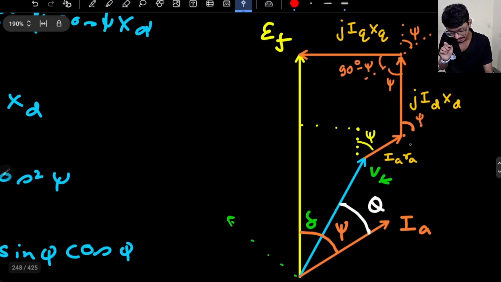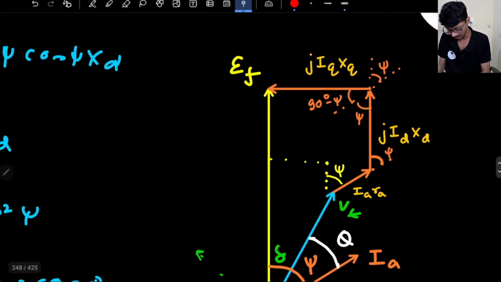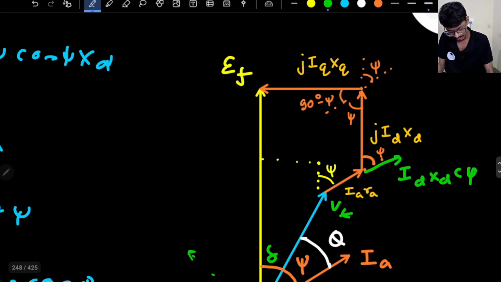Now let me break these components down, right? This Id Xd and Iq Xq. So this Id Xd has two components. One will be along IA, that will be Id Xd cos xi. I'm just writing cos xi for short form. And the other component will be perpendicular in this direction, that will be Id Xd sin xi.